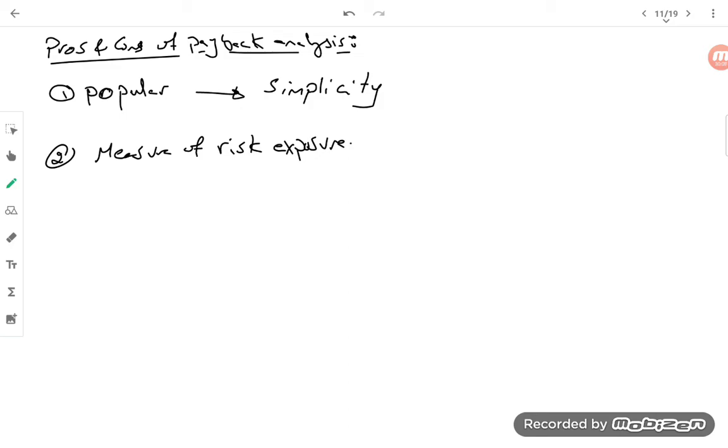So what about the disadvantages of using payback period? The major weakness of the payback period is that we cannot determine what is the appropriate payback period. We have calculated that the payback period for project A is 3 years and for project B is 2.5 years. So what is the appropriate payback period? Is this good enough or not? So we cannot determine the appropriate payback period.